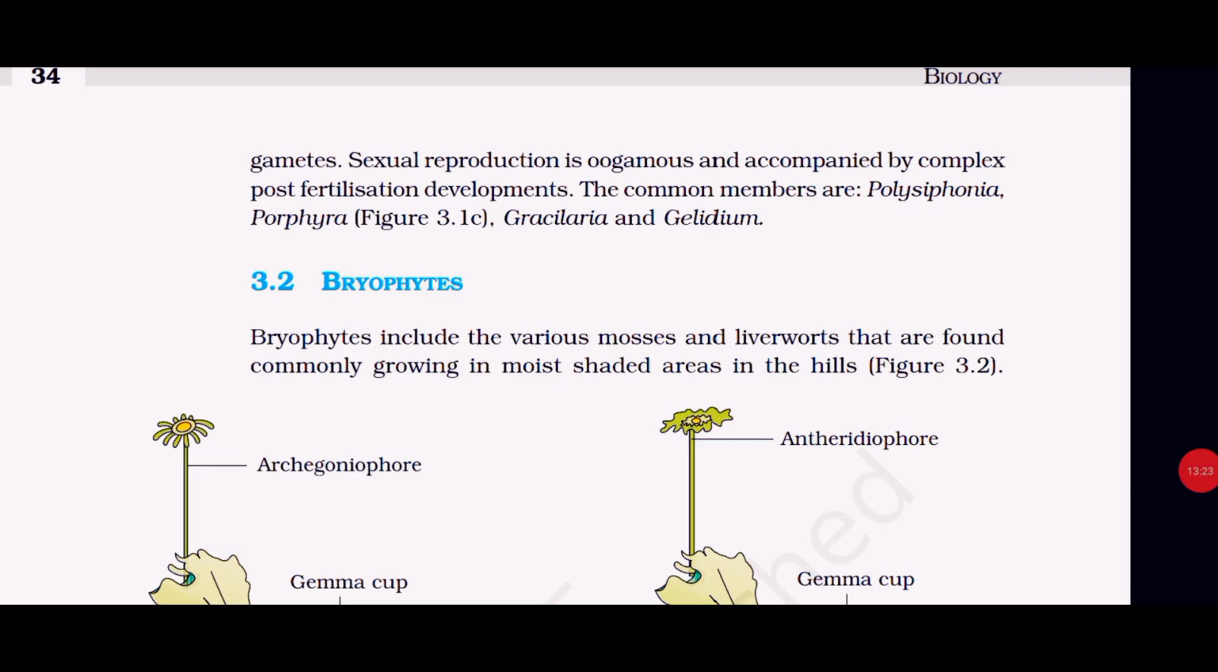3.2 Bryophytes. Bryophytes include the various mosses and liverworts that are found commonly growing in moist, shaded areas in the hills.